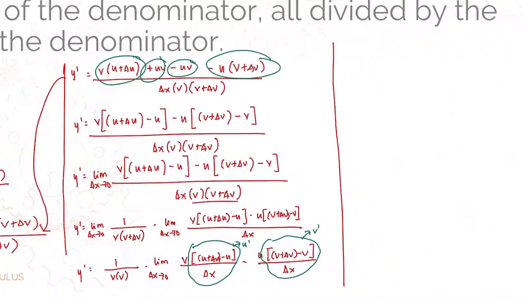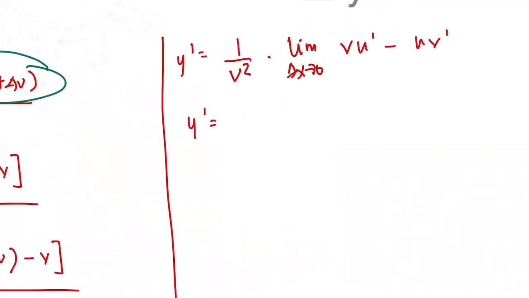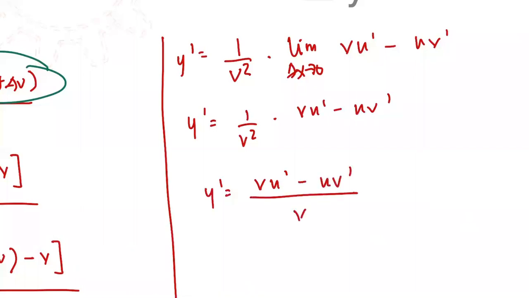So we have y prime is equals to 1 over v squared times yung limit approaching, yung limit natin, mawawala na yung delta x, no? Kasi walang delta x na matitira. So limit of delta x approaching 0. So magiging v u prime minus u v prime. So wala nang delta x, so constant na lang yung limit natin dito. So we have 1 over v squared times v u prime minus u v prime, or y prime is equals to v u prime minus u v prime all over v squared. Okay?